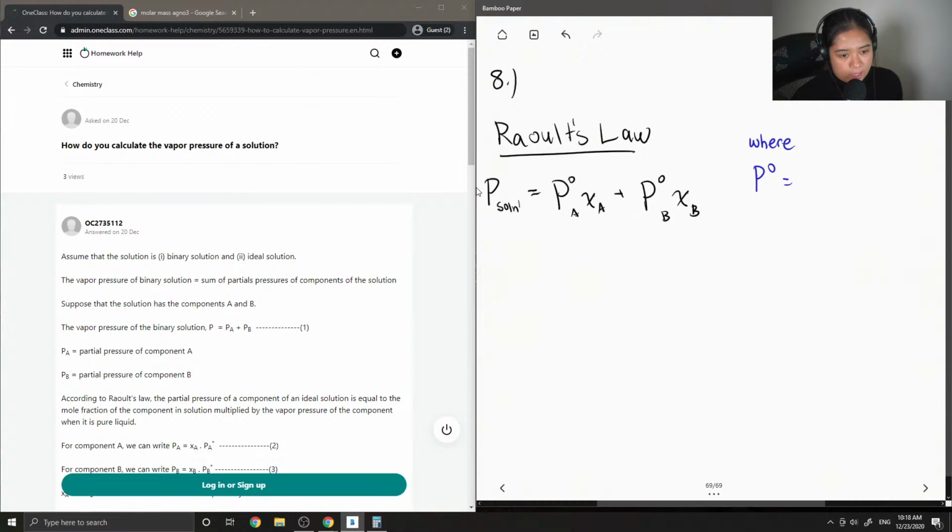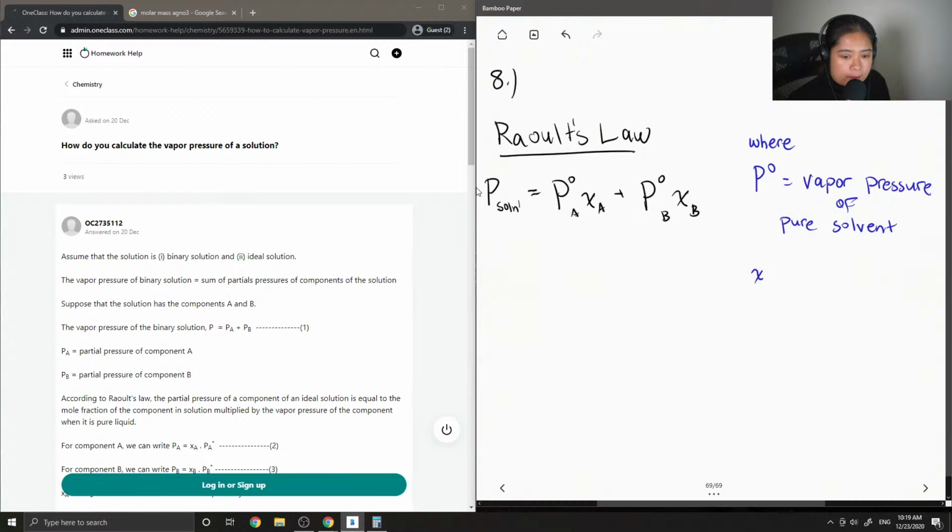Okay, so when you have this P naught, or P with kind of like a degree symbol, this stands for the vapor pressure of your pure solvent. So this is when you have your solvent that doesn't have anything mixed in with it.